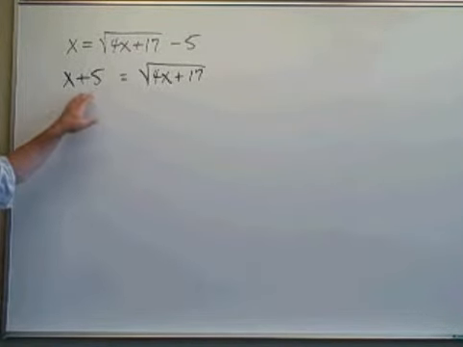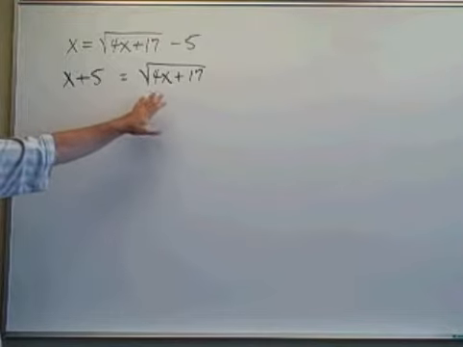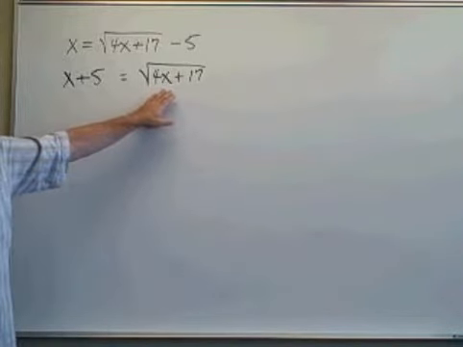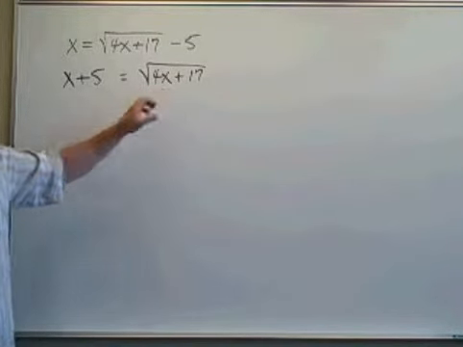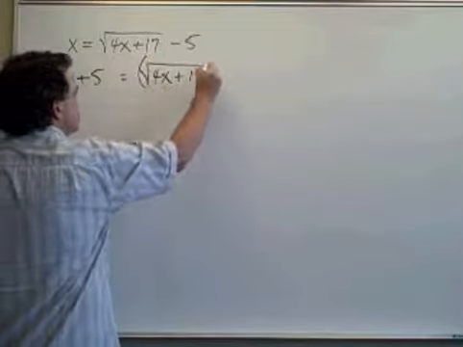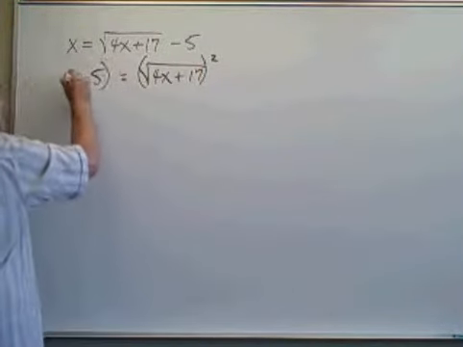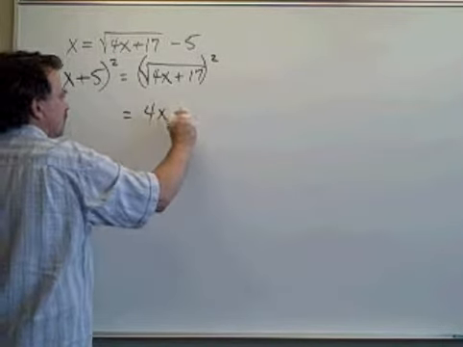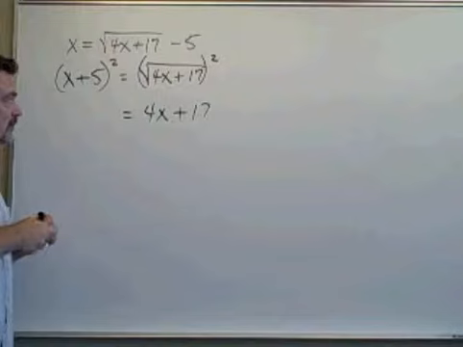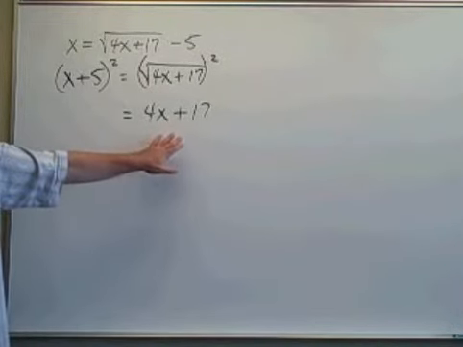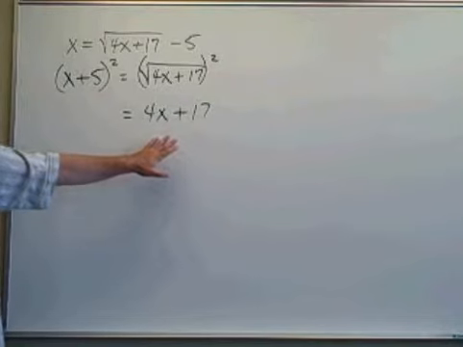Our equation now becomes x plus 5 equals the square root of 4x plus 17. Now we can square both sides of the equation to remove the radicand from the radical. When we square the right side of the equation, we are simply going to get the radicand, 4x plus 17.